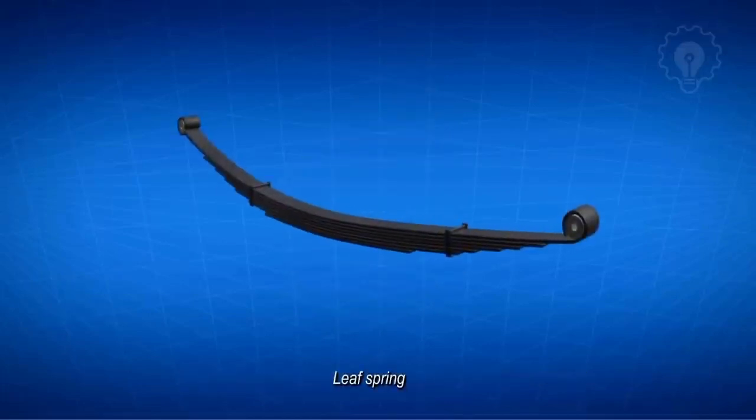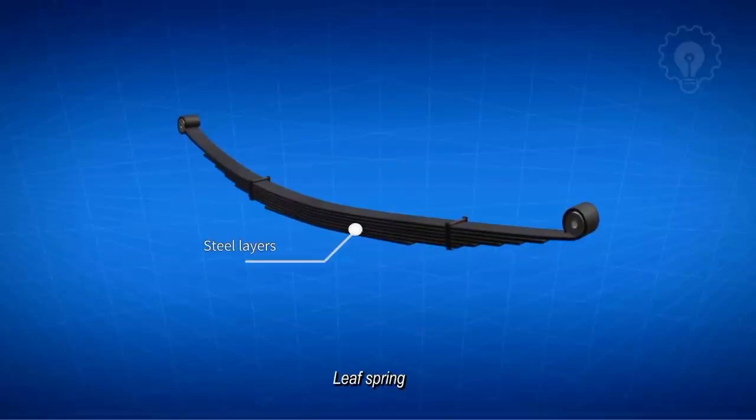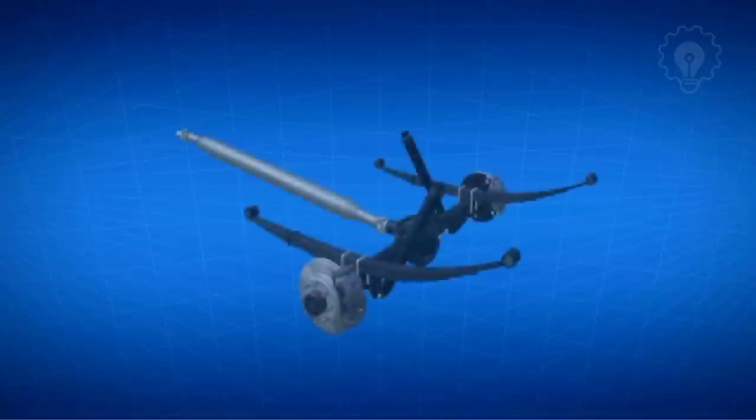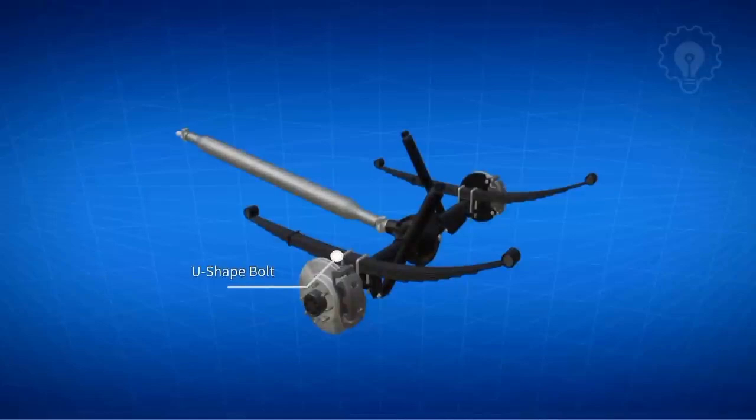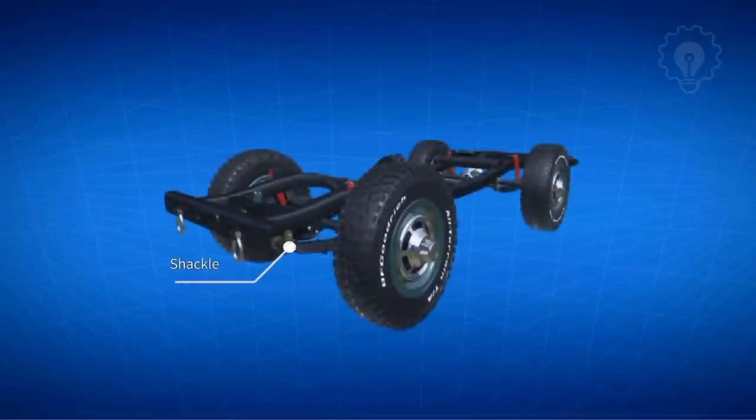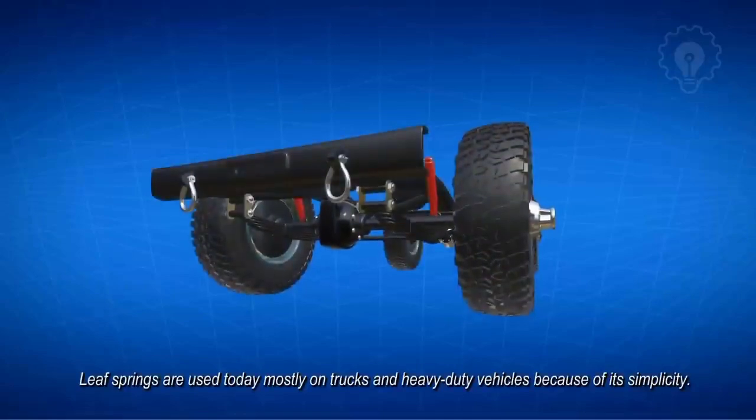The leaf spring is a basic form of suspension, which is made up of steel layers of different sizes, sandwiched on top of another. The steel is usually cut into rectangular sections, and then secured once with metal clamps. The leaf spring is fixed to the axle housing by a large U-shaped bolt. Rubber bushings are used on the front and rear to reduce the impact from the road. A damper is also fixed in a clamp to dissipate the stored energy from the spring. The end of the leaf spring is directly connected to the frame by a shackle. Leaf springs are used today mostly on trucks and heavy-duty vehicles because of its simplicity.